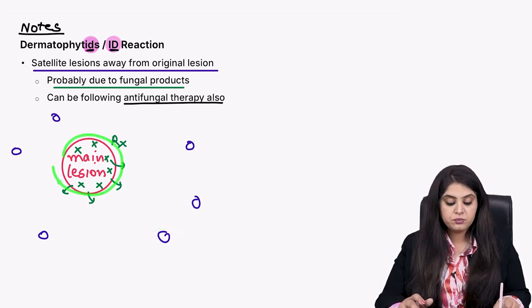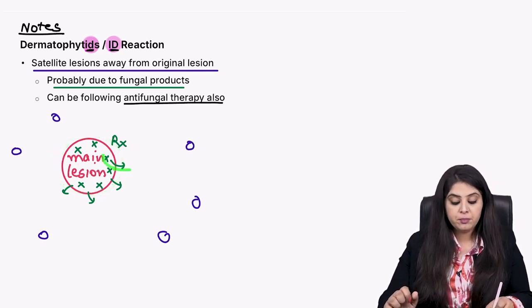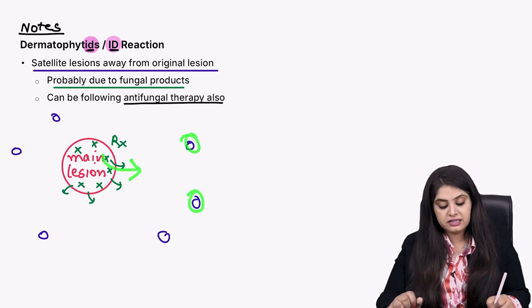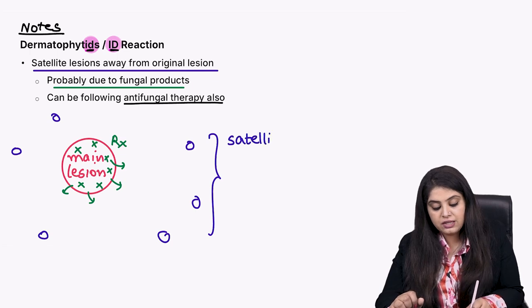So please note that it's not that the fungus has gone here and started growing these lesions. No, the fungus was primarily in the main lesion. You started giving therapy, the fungus started getting killed. The products that were released, they resulted in these kind of lesions. So can I say these satellite lesions that are formed are totally sterile?